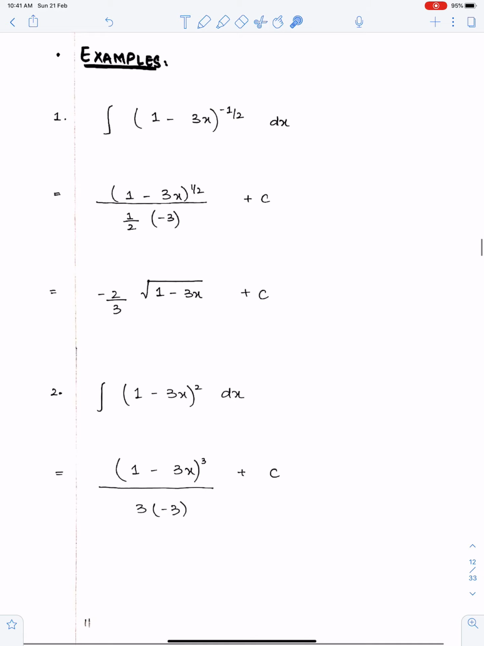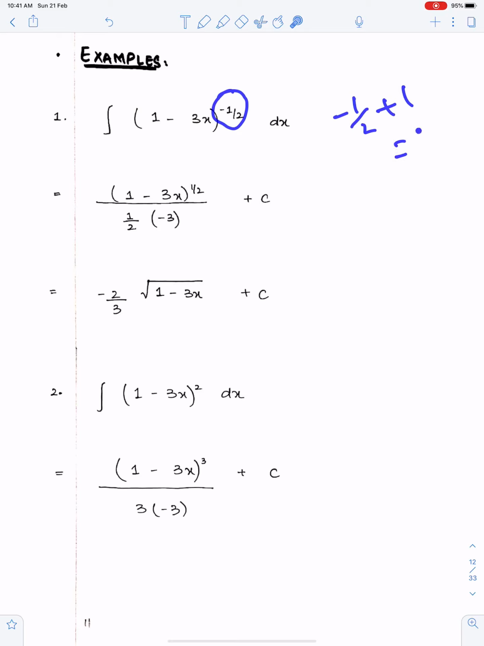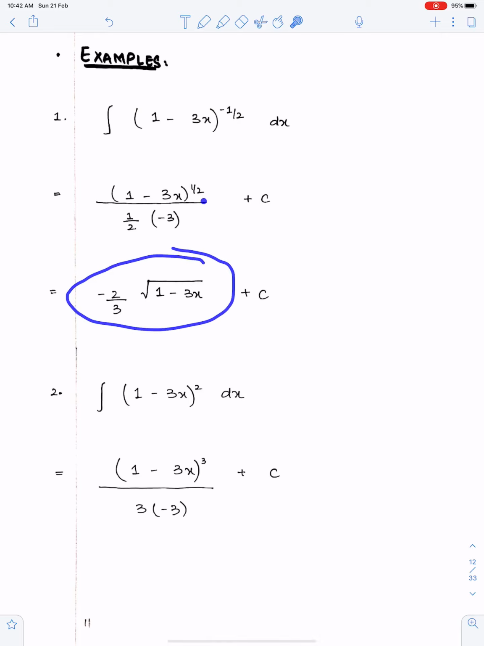Examples. This is the linear expansion. So you just need to add 1 in power, divide the expansion by the resultant power, and multiply this resultant power with the differential of this expansion. The differential of this expansion is -3. So you need to multiply half with -3. And when you add 1 in negative half, you'll get positive half. And this is the simplified form of this expansion.